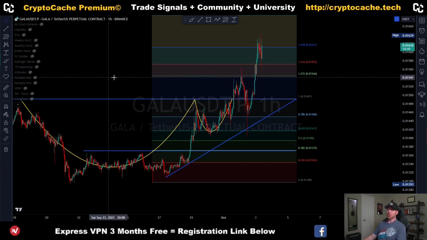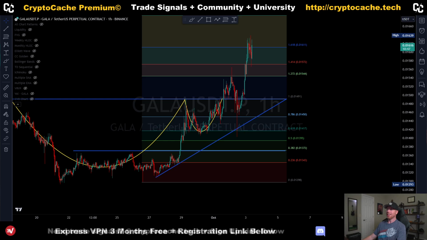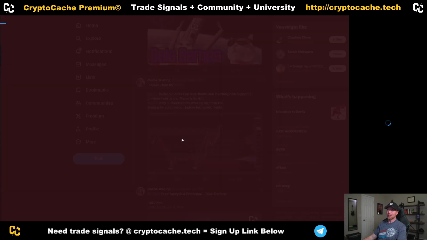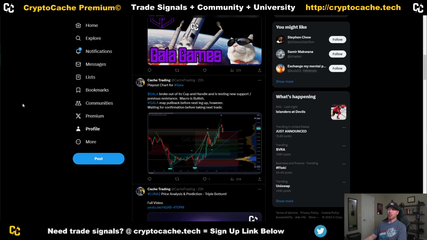For lack of better terms here, I'll go ahead and post an update on my Twitter, my Telegram, and Discord, showing a playout chart for this coin. It'll look something like this here, explaining what could happen next.